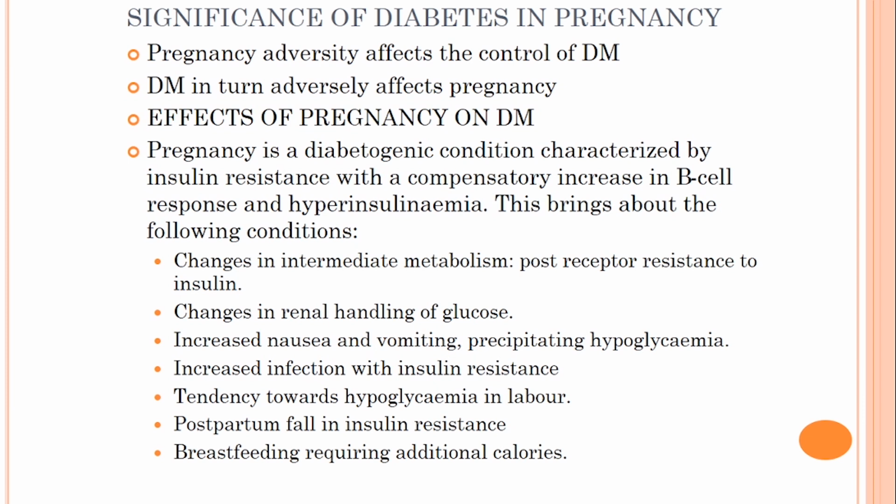In pregnancy, there is increased renal plasma flow by about 30% over the pre-pregnancy value, from about 1.2 liters per minute to about 1.5 liters per minute. And this brings about an increase in glomerular filtration rate by about 50%.